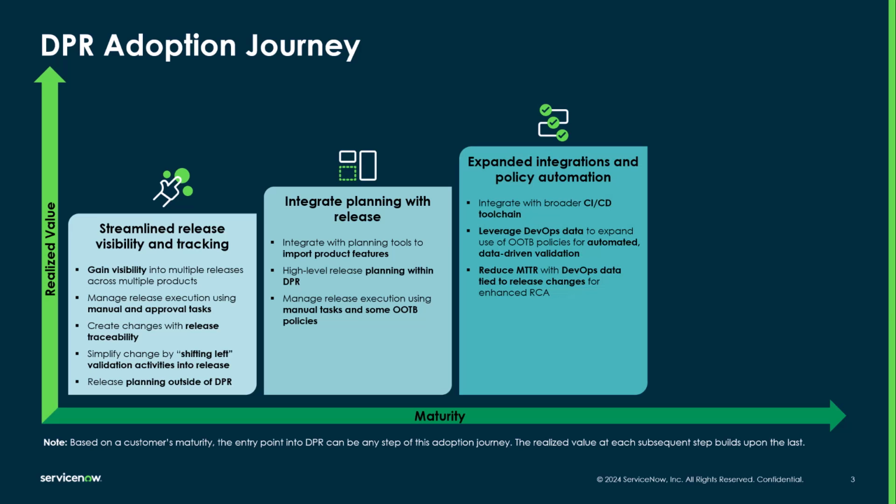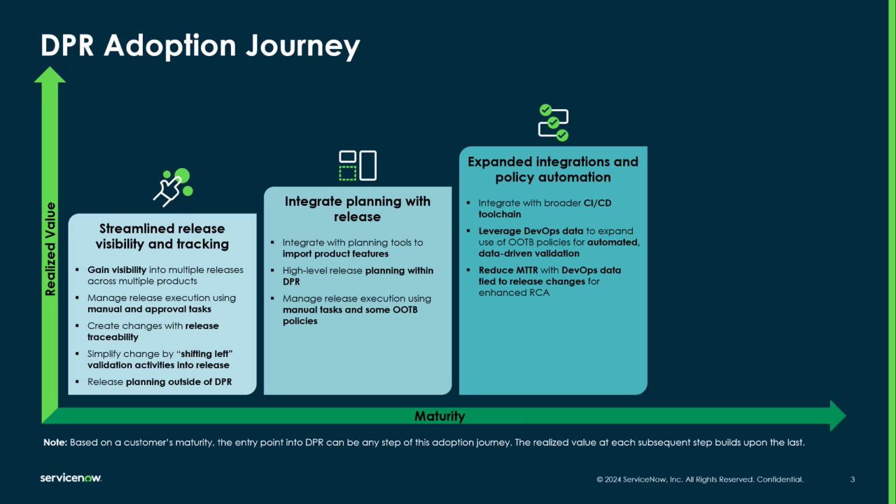The third stage of this adoption journey expands upon the CI/CD tool integrations with DPR and leans into automating aspects of release validation with the out-of-the-box policies we ship with the DPR policy content pack. By integrating with orchestration, testing, security tools, and more, relevant data is ingested by our DevOps data model that can then be used for automated data-driven validation of things like existence of critical vulnerabilities, code coverage, or test passing percentage.